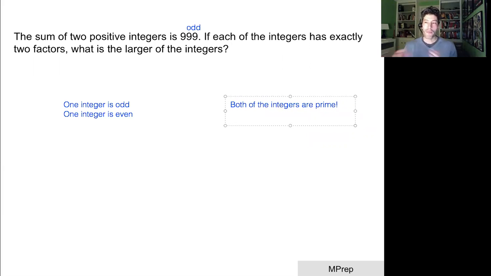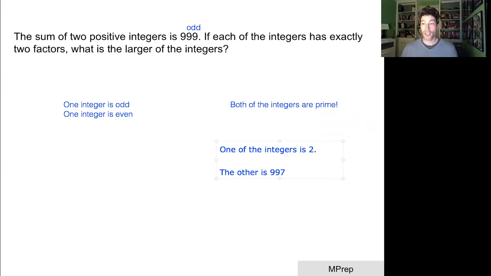All right, now let's combine those 2 inferences we've made and answer the question. Both of the integers are prime. 1 is odd, 1 is even. What can you infer from that? Bam, there it is. You got to know that 2 is the first prime number. It's also the only even prime number. So if both of the integers are prime and one of them's even, then one of the integers is 2 and the other is 997.